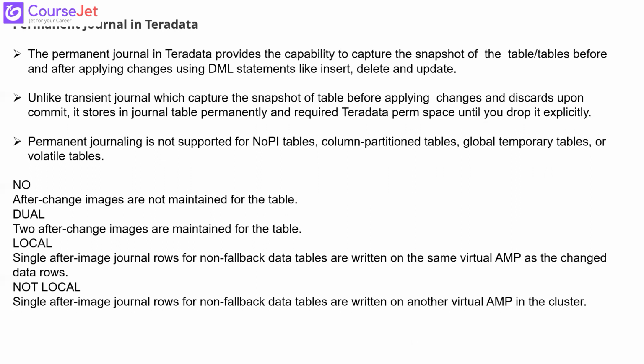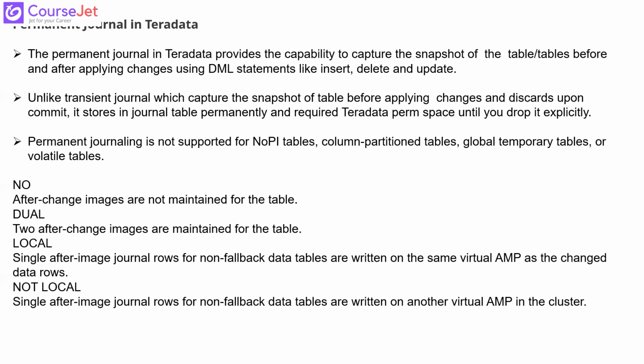So the next thing we'll be seeing is the permanent journal. A permanent journal in Teradata provides the capability to capture the snapshot of the tables before and after applying the changes, whenever you're using DML statements like insert, delete, and update. So what will this permanent journal have? It's split into two, as we saw earlier. One is the before journal, the next one is the after journal. The before journal will have the snapshot of changes before the DML operation, and the after journal will contain the snapshot of changes after you perform the DML operations.